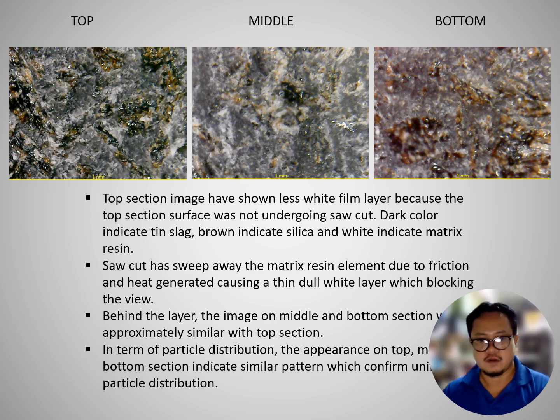In terms of particle distribution, the appearance on the top, middle, and bottom sections indicates a similar pattern, which confirms uniform distribution of the tin slag particles in the tin slag polymer concrete sample.